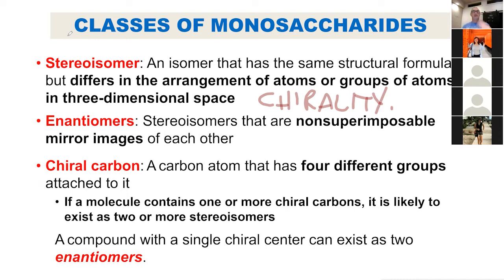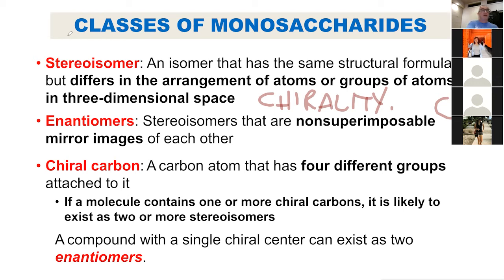And chirality is when a carbon, generally a carbon, has 4 different groups attached to it. And those 4 different groups, because it's a tetrahedron, could be in a lot of different orientations, and each orientation was unique. So we're going to learn that there are different forms of stereoisomers.